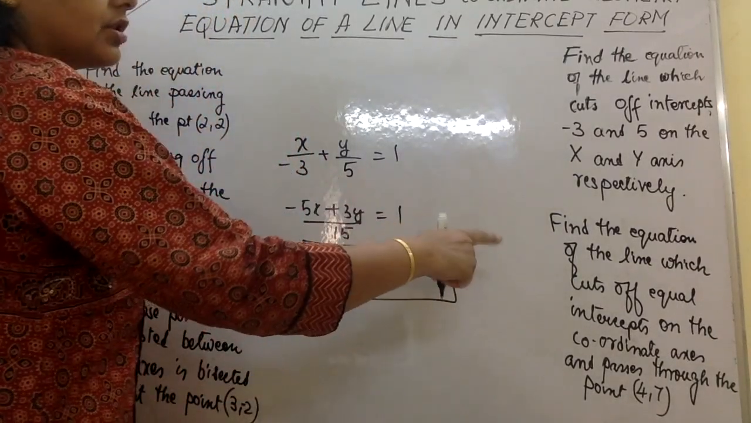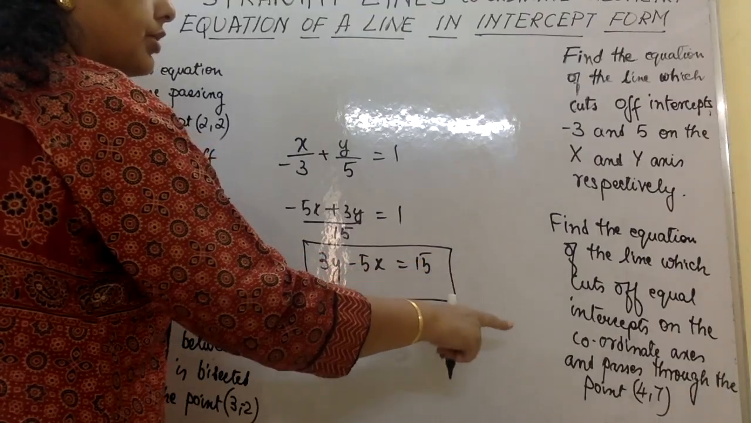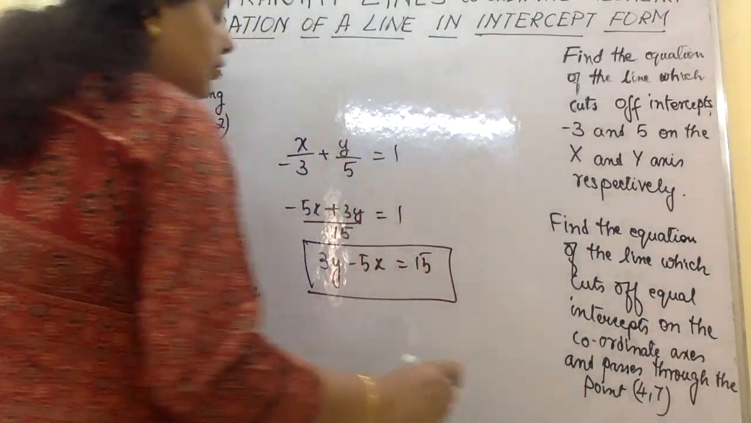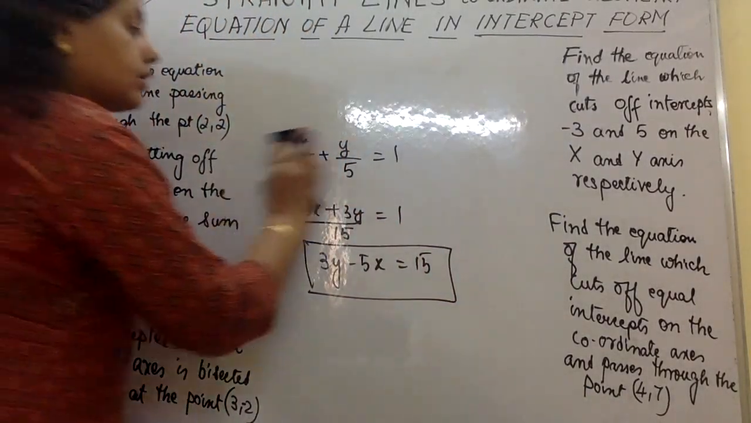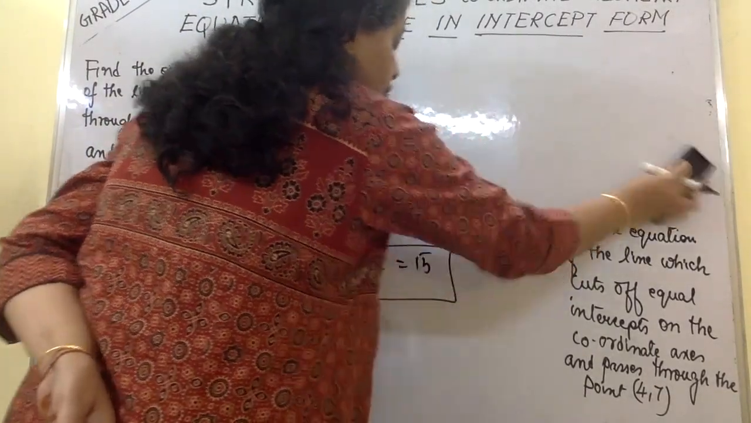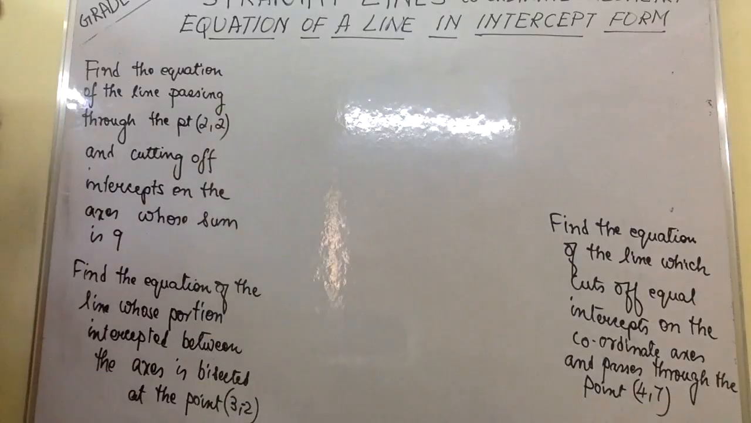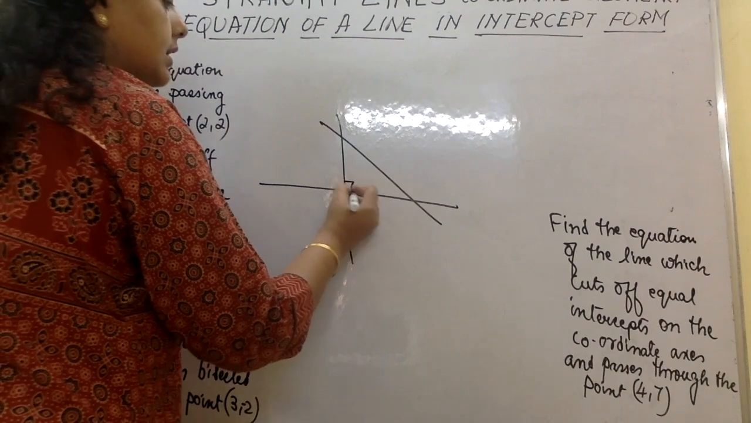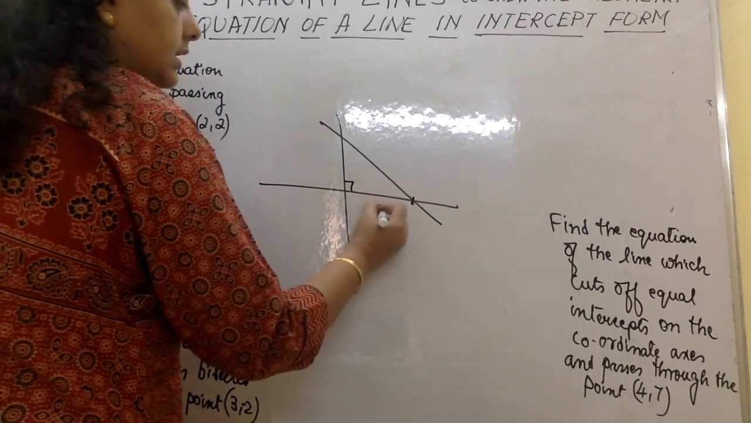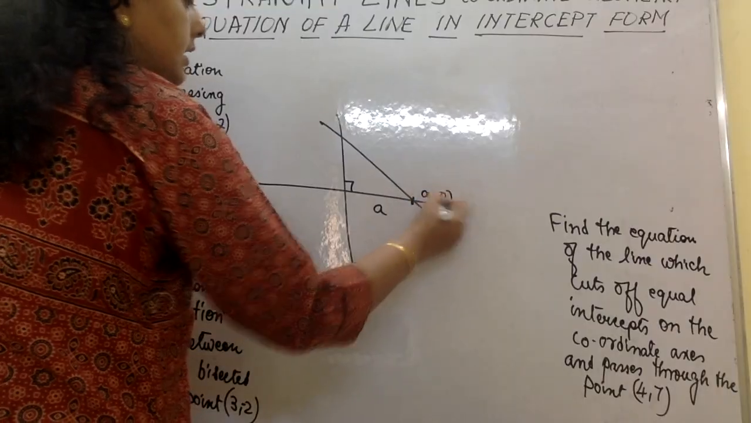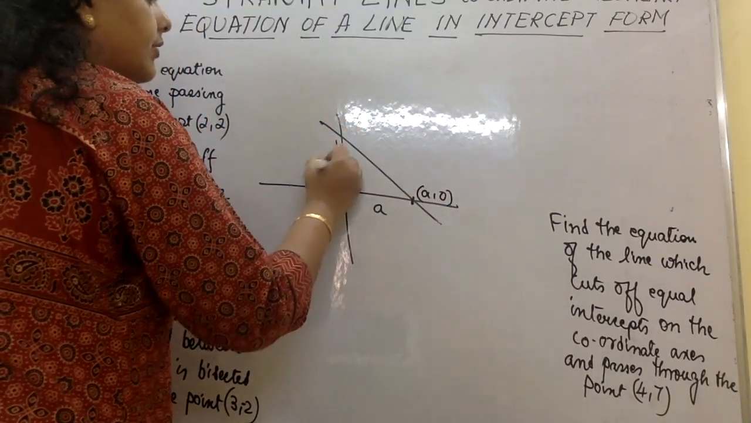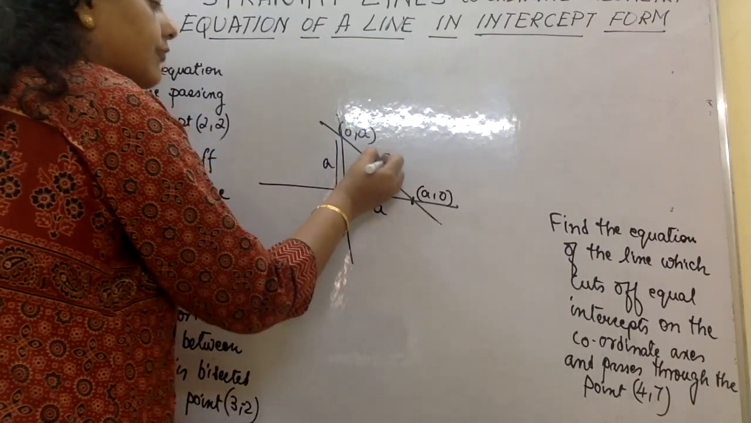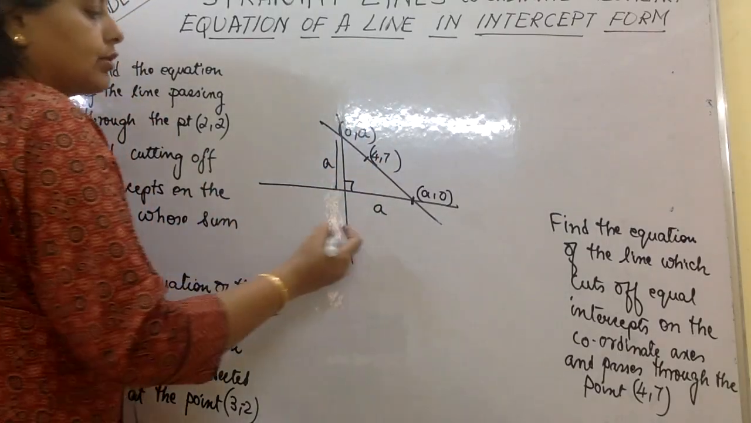Find the equation of the line which cuts off equal intercepts on the coordinate axes, and one more extra point is given, it passes through the point 4, 7. So how to do this sum? It cuts off equal intercepts on the coordinate axes. That means if here it is cutting an intercept a, 0, here also it is cutting an intercept of 0, a. And it also passes through the point 4, 7. Somewhere 4, 7 lies.